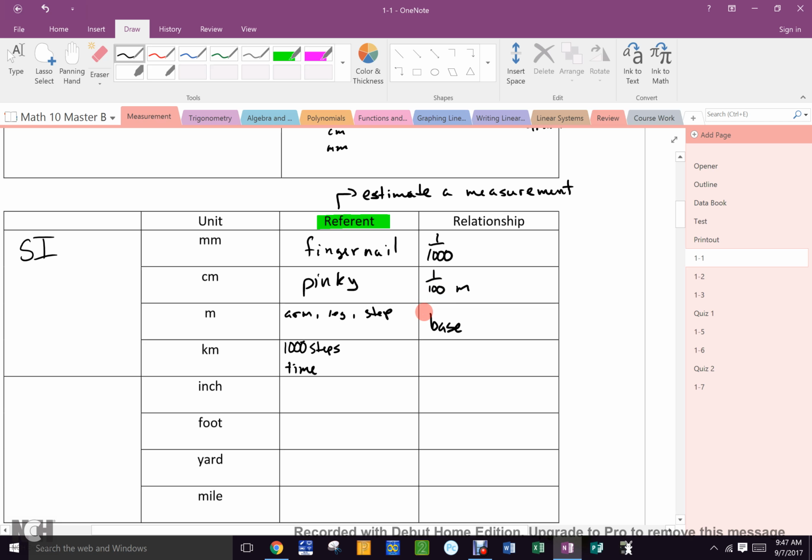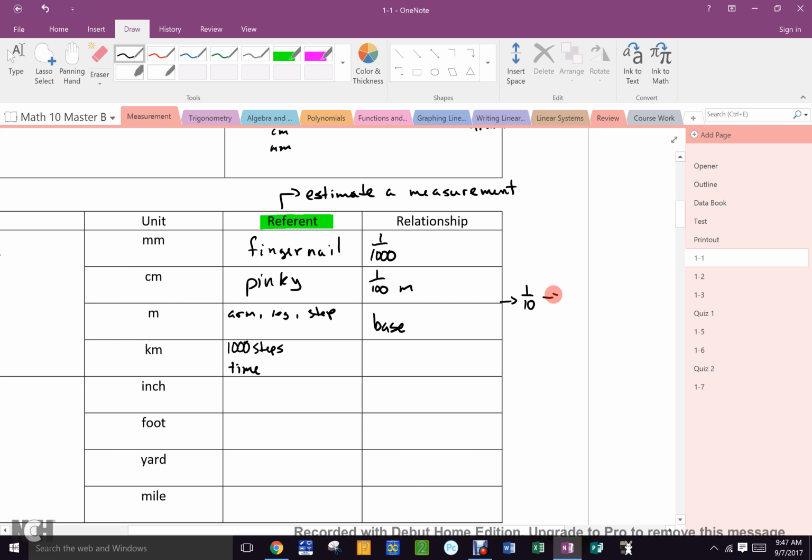What am I missing? 1/10. So right there is the 1/10th one. That's the first one that we don't ever use. So we're going to write it down over here. That is a decimeter, DM. Or a deciliter, or a decigram, because of decimal, 1/10. Everybody cool?